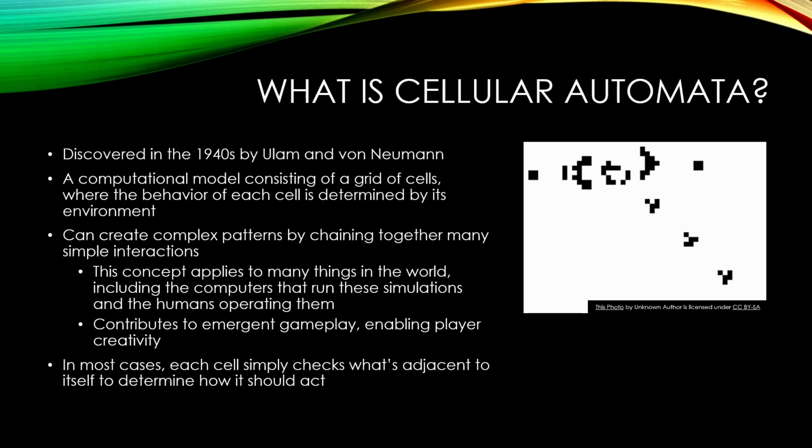Now, this concept applies to a lot of things in the world, like the computer that the simulations run on, or the human body, to name a couple examples. And it's also really great for gameplay because players can combine these simple mechanics and enable their creativity in something called emergent gameplay. Now, in most cases, cellular automata models just have cells check what's directly adjacent to them, but you can get more complicated than that if you'd like.